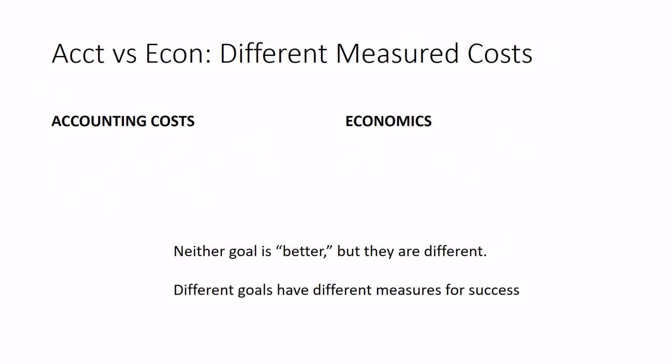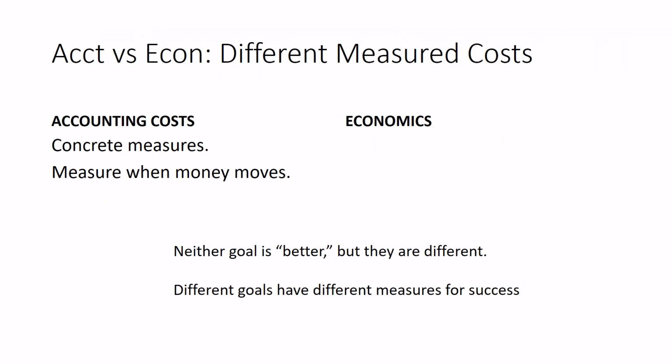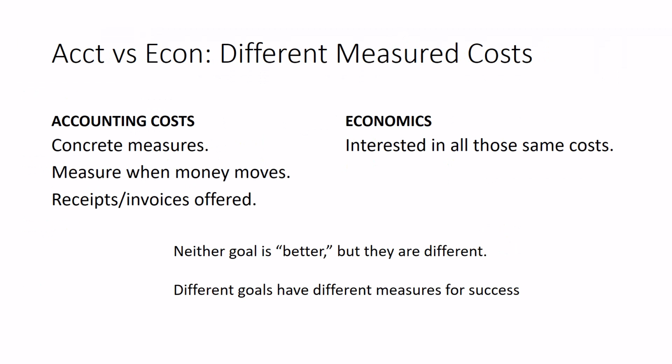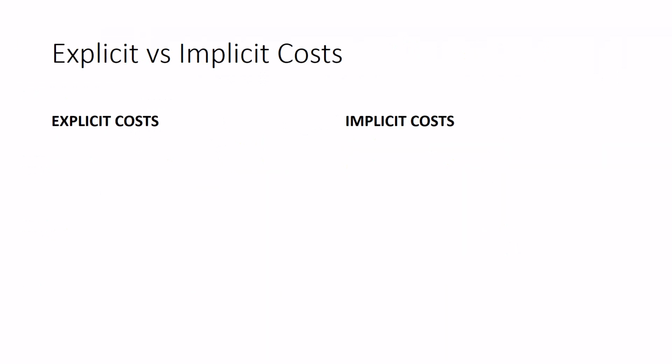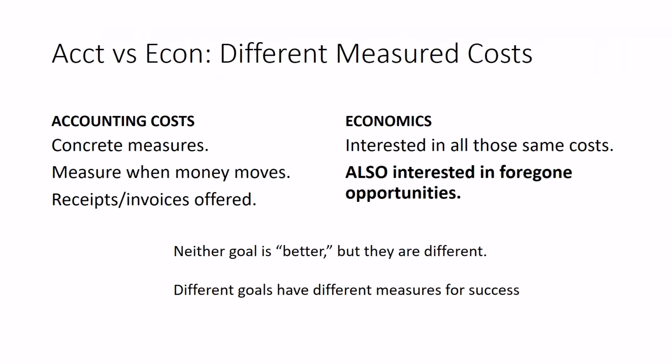And so we can look at the way we each measure costs. An accountant measures costs when it is a tangible cost where dollars actually move between accounts. There's concrete measures when money moves, and there's usually a receipt or an invoice involved. Like you can track it. The money changed hands. In economics, we use all those same costs the accountants do. We keep all those. But we're also interested in more. We're interested in foregone opportunities, the things you miss by doing what you're doing. And those foregone opportunities are really the big difference between accountants and economists. And those foregone opportunities are the source of the difference between accounting profit and economic profit.